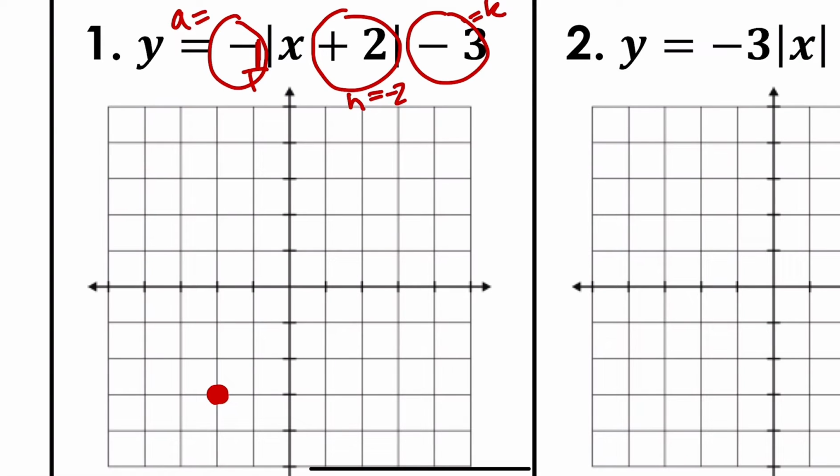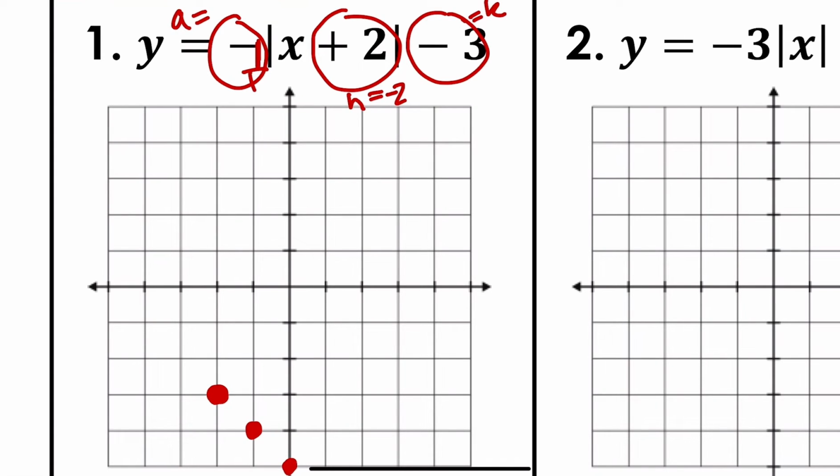Okay, now we have A. A is -1 over 1. So that's our slope. For our slope, if it's negative, remember you're going to go down and then over. Down 1 over 1. So we're going to have a point here and here.